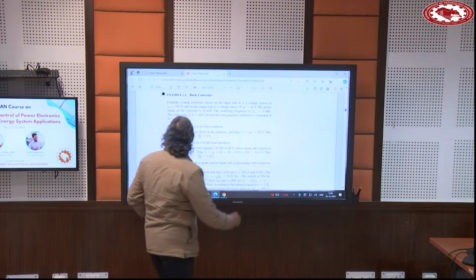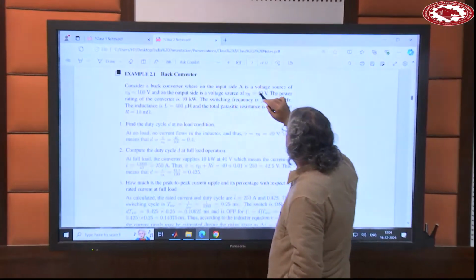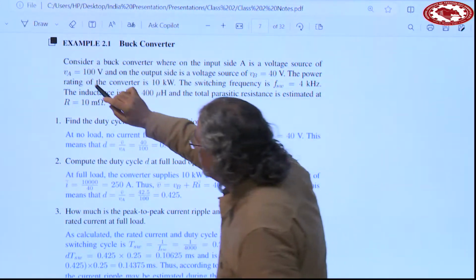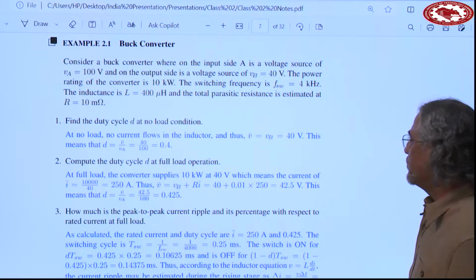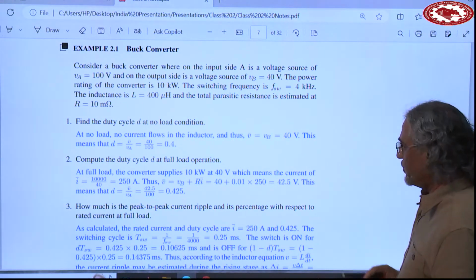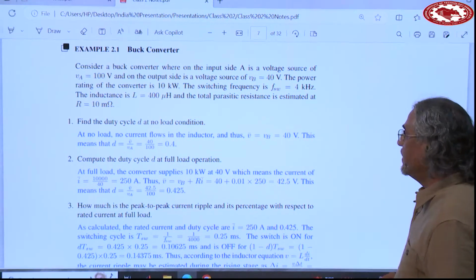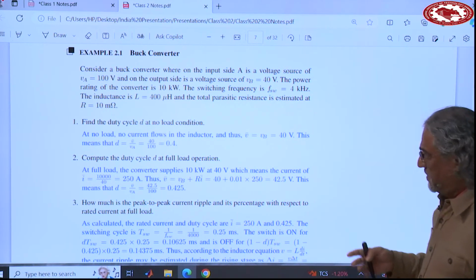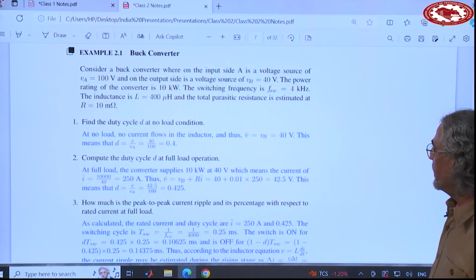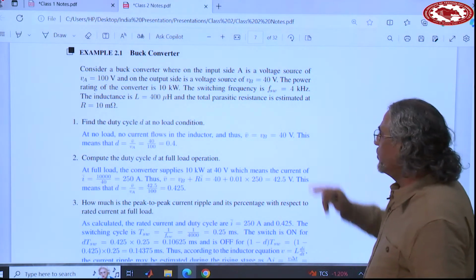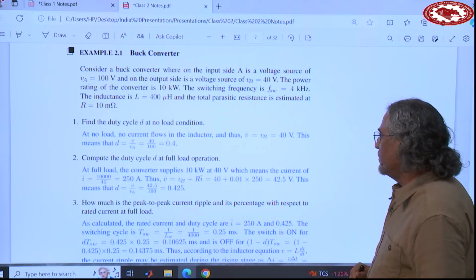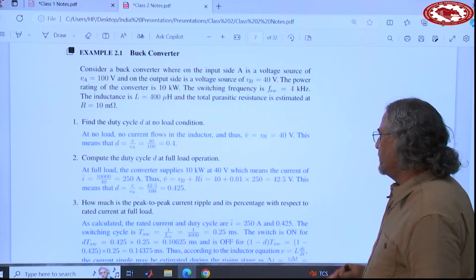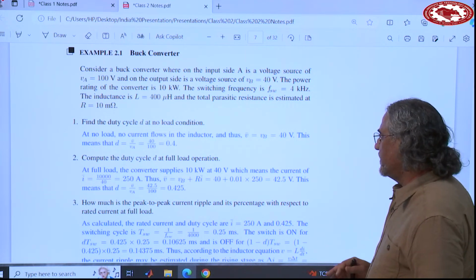It says, consider a buck converter where on the input side is a voltage source of 100 volts. And on the output side is a voltage source of 40 volts. It should be smaller. Okay, it's smaller. The power rating of the converter is 10 kilowatts, so we expect to generate 10 kilowatt power. Switching frequency 4 kilohertz. Inductance is 400 microhenry. And total parasitic resistance is estimated at 10 milliohm.